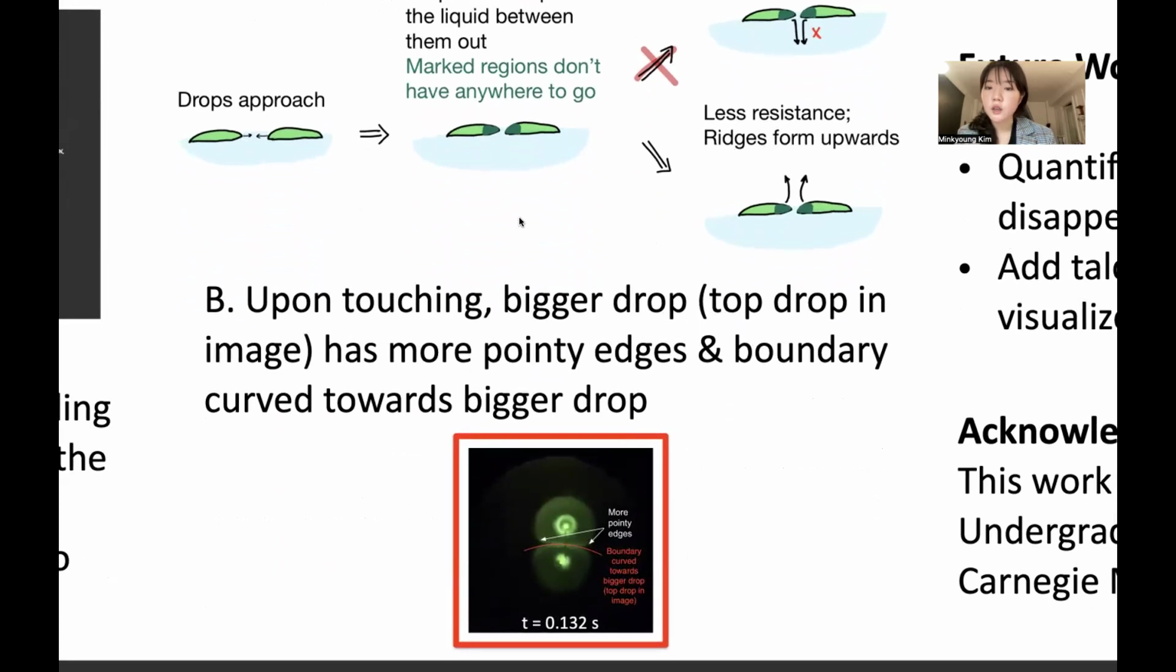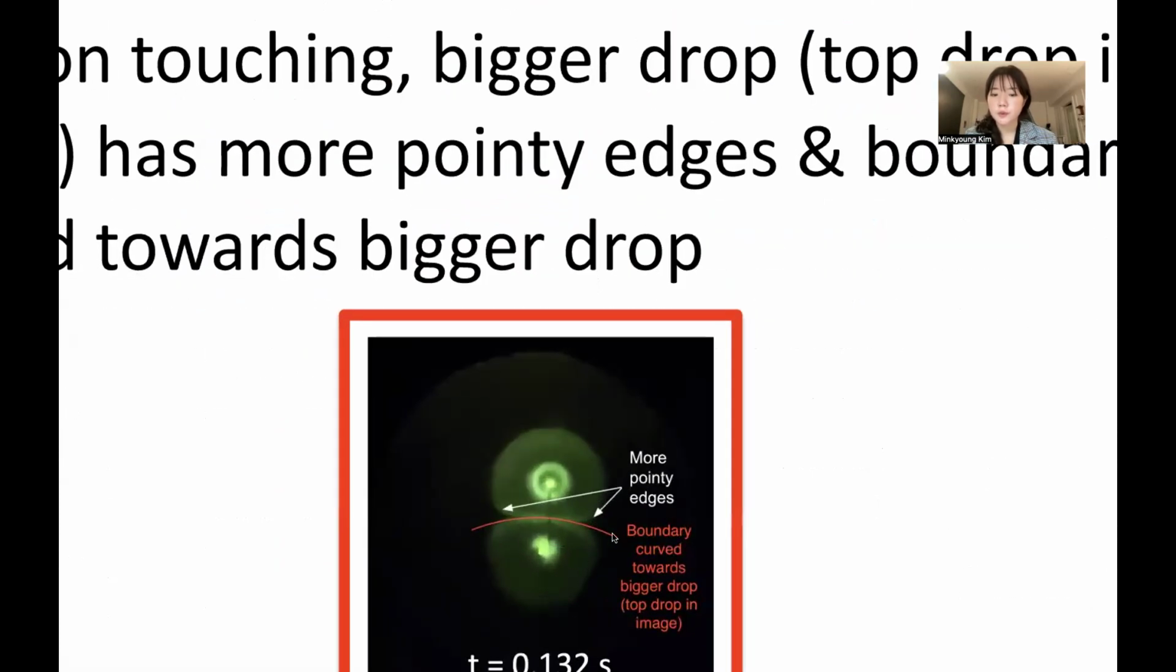And upon touching, the bigger drop, which is the top drop in this image, has more pointy edges and the boundary curved towards the bigger drop. So I marked the boundary curve with a red curve, and we see that the top drop, which is the bigger drop in this image, has more pointy edges than the drop that is underneath.